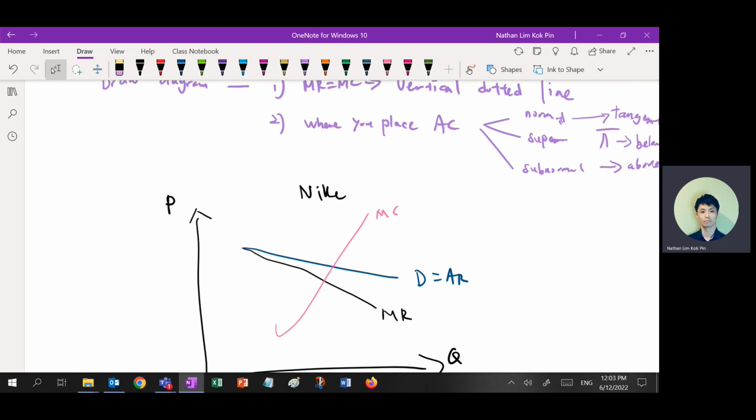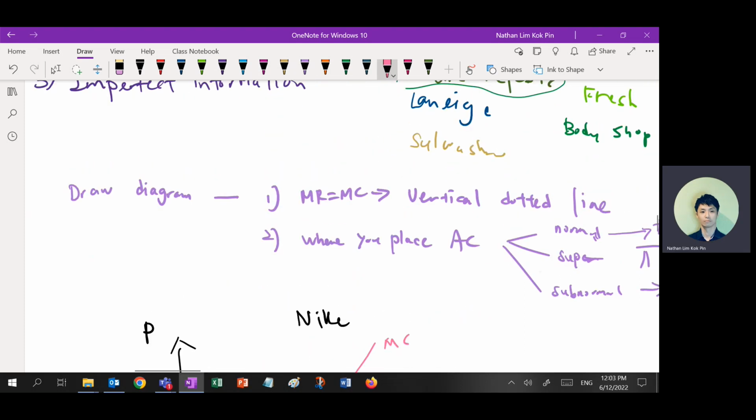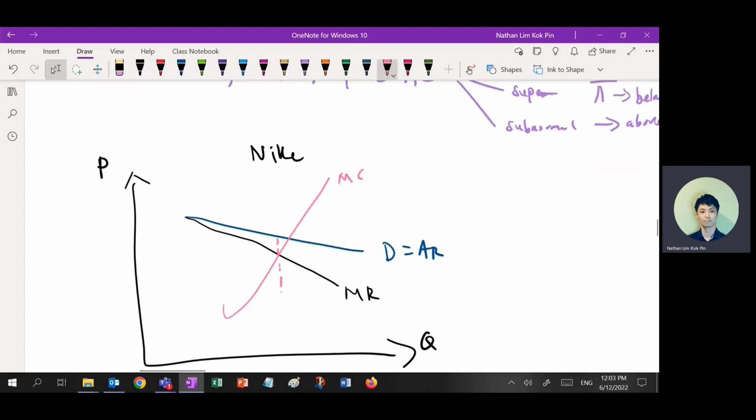Where should I put my dotted line? MR equals MC. Here is what? Blackpink. Okay, Blackpink. Draw the dotted line first. The vertical one, I said just now, what? Number one, MR equals MC. Vertical dotted line. Draw the vertical dotted line. Like that.